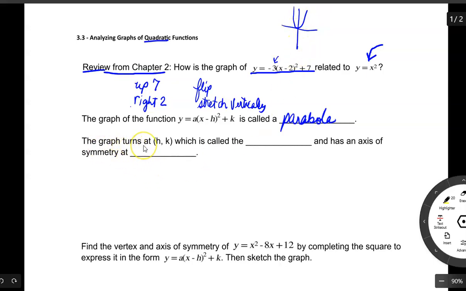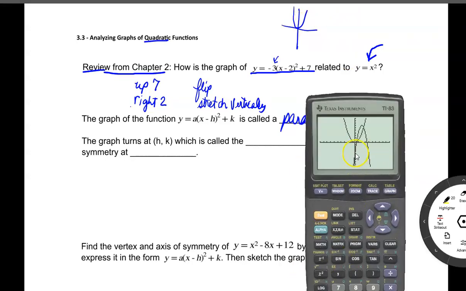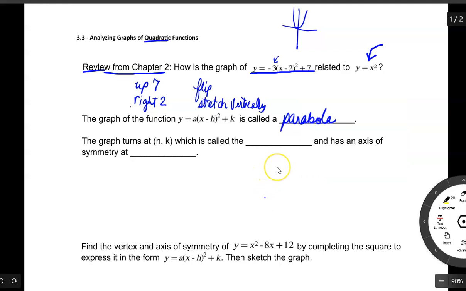The graph turns, which means that if we look up here at this one I drew at the top of the page, it's going down and then it turns up. The second one that was on our calculator was going up and then it turned and started going down. That point where it turns is called the vertex. And it is this point (h, k).